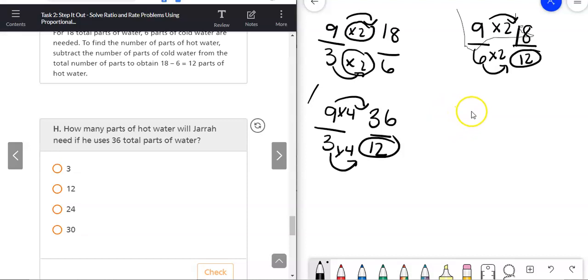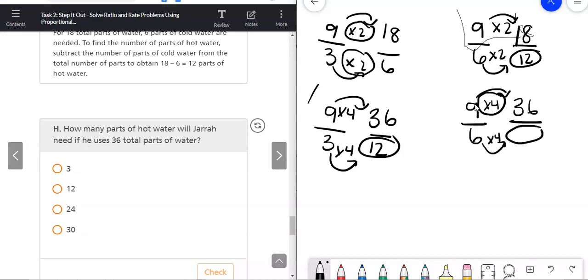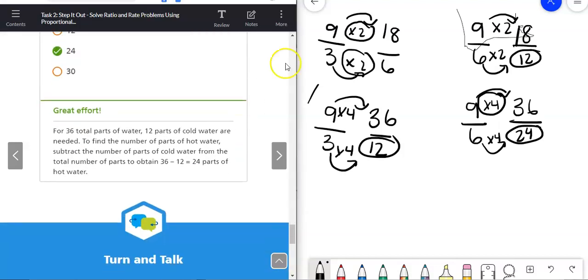How many parts of hot water? So again, I'm going to take 9 over 6. If we use 36, so to get from 9 to 36, I'm going to multiply by 4. I'm going to take the 4, I'm going to move it down here. 6 times 4 is 24. Okay?